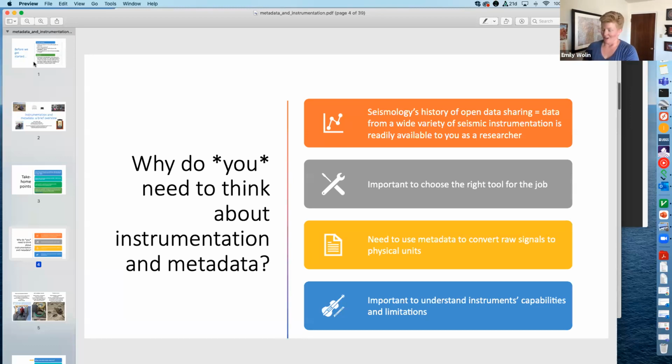Very often in your science, you're going to need to use metadata to convert the raw signal you get in terms of digital counts from, say, IRIS, back to physical units of ground motion, right? Whether that's displacement or velocity or acceleration. And in doing so, or even in any study, it's really important to understand what your instruments can do and what they cannot do for you so that you're choosing appropriate data.